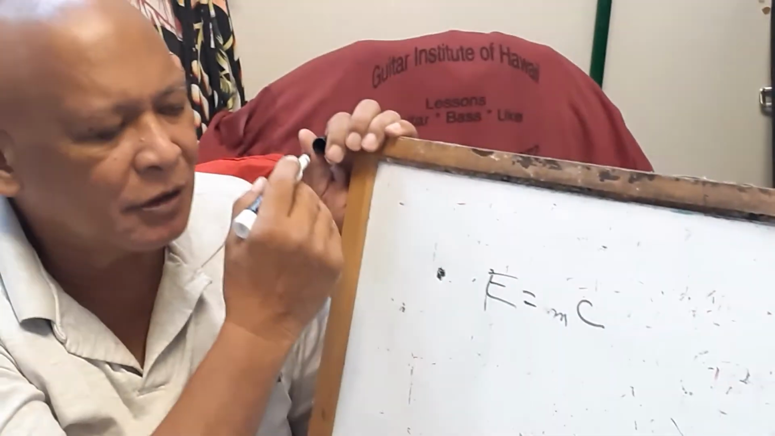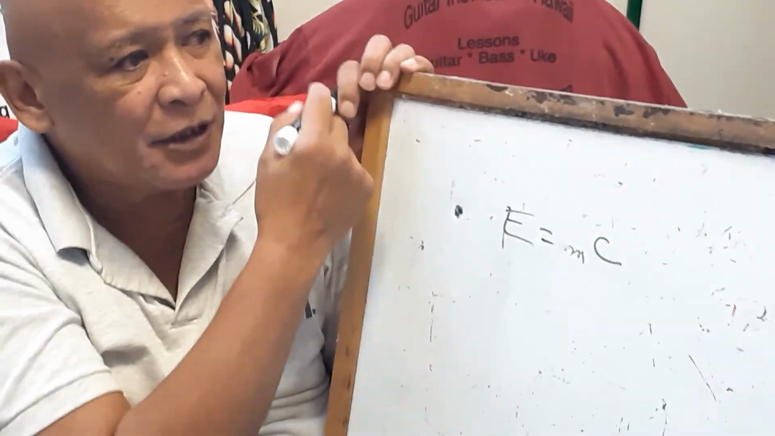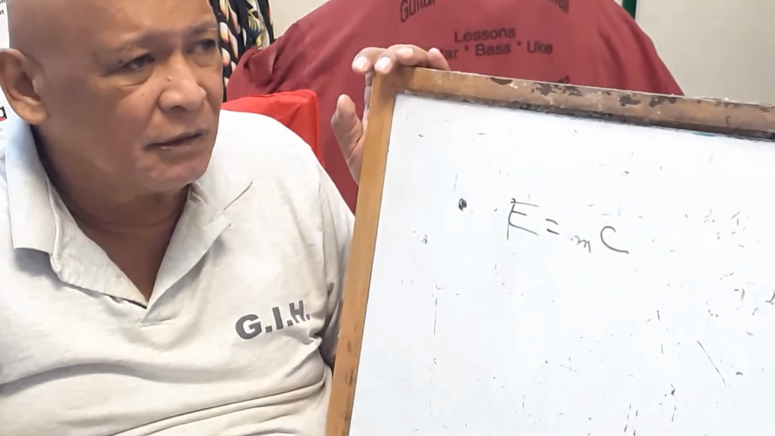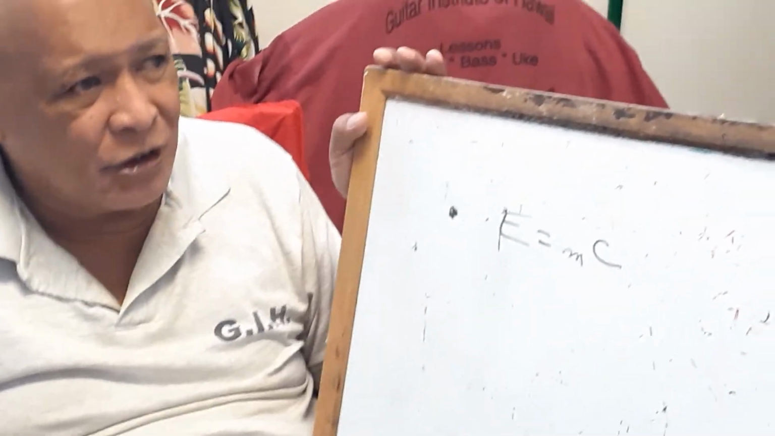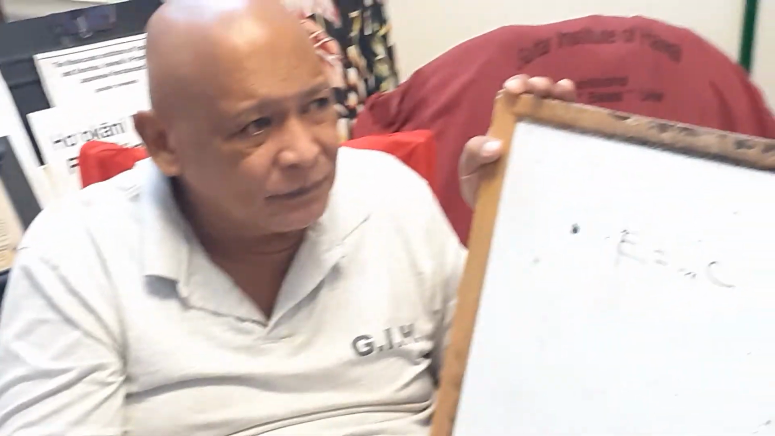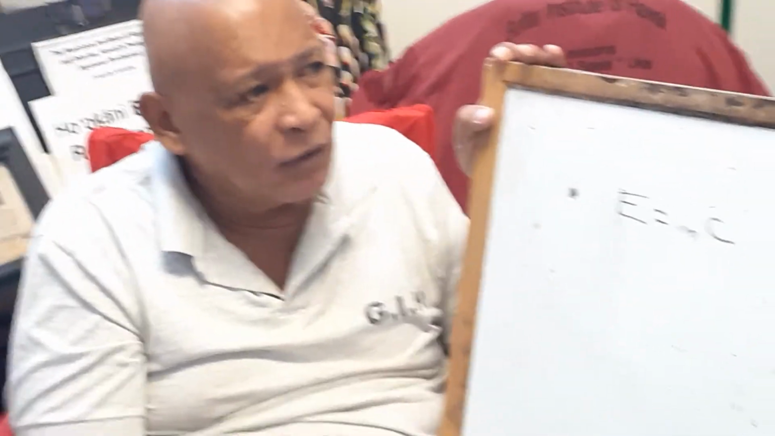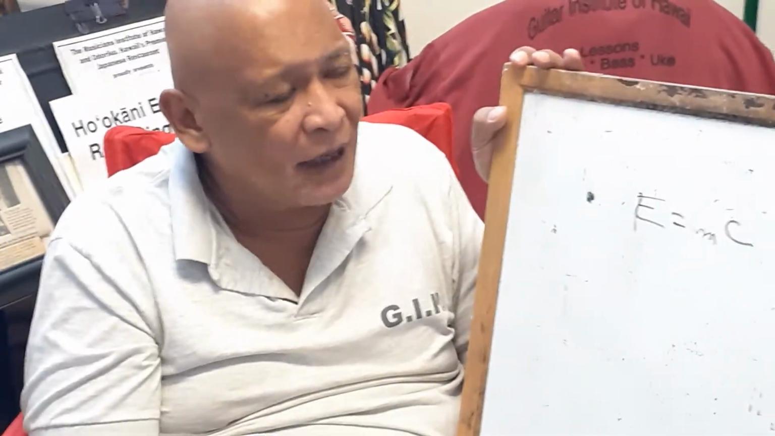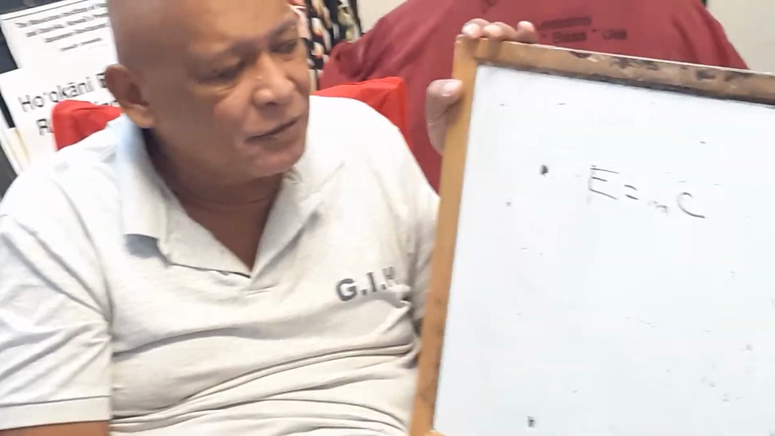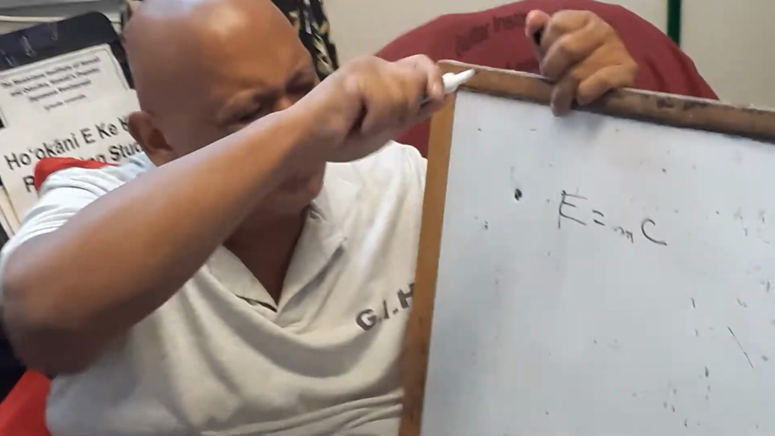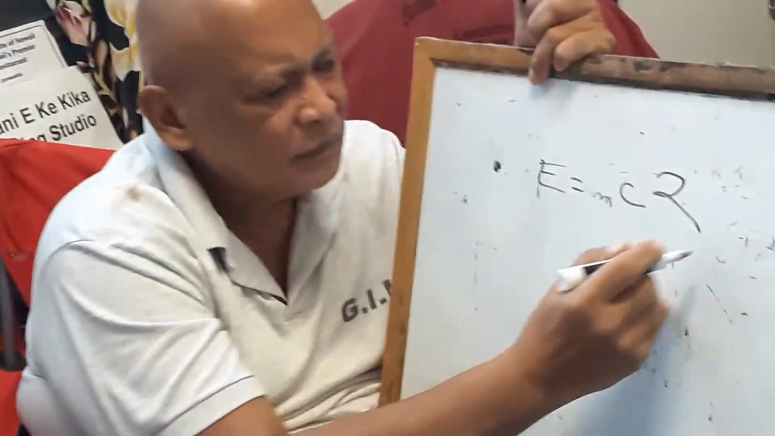Time is duration. Duration is milliseconds, microseconds, nanoseconds, fractions of a second, seconds, minutes, hours, days, nights, mornings, weeks, months, years, decades, generations, lifetime. You know what I'm saying? Eternity. So that's basically time. And the 2 is exponential energy.